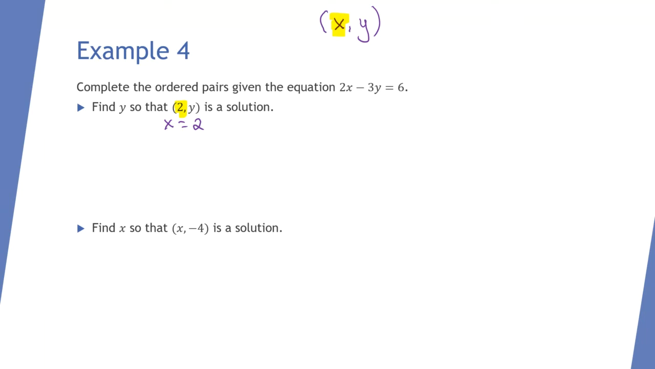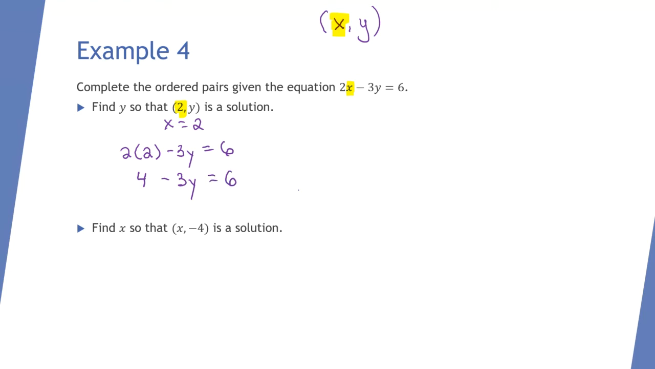So everywhere I see x in my equation, I need to replace it with 2. So I have 2x, and that's assumed multiplication, and x is 2. So that's going to be 2 times 2 minus 3y equals 6. Now I'm going to solve for y so that I know what y is. So first, on the left side, I need to multiply 2 times 2. So that gives me 4 minus 3y equals 6.